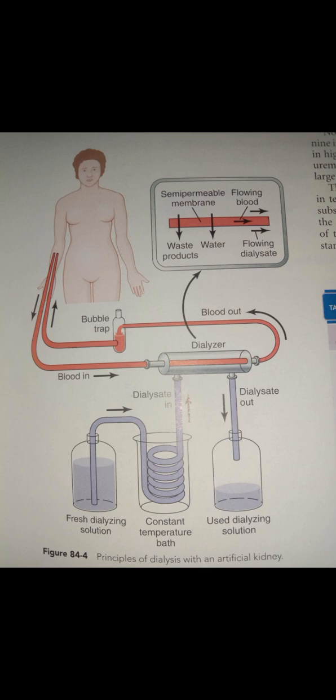So, when we look at the structure, we can see there is fresh dialyzing solution, a constant temperature bath, used dialyzing solution, and dialysate out, dialysate in. The dialyzer will be there, blood in, and the bubble trap will be there. The semi-permeable membrane is shown here, with waste products, water flowing, blood flowing, and dialysate. You can see the structure and principles of dialysis with an artificial kidney.